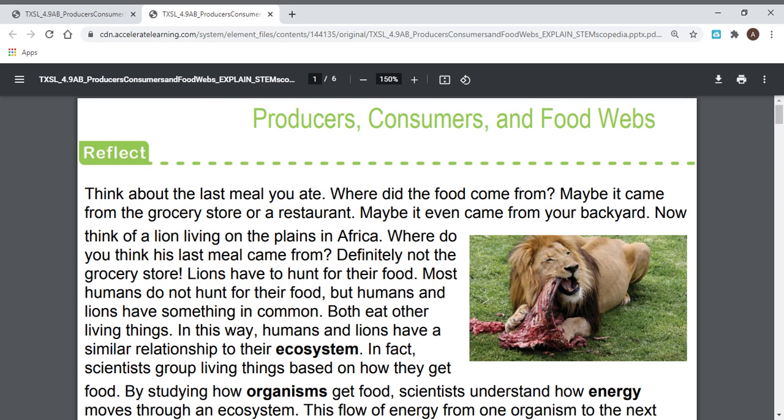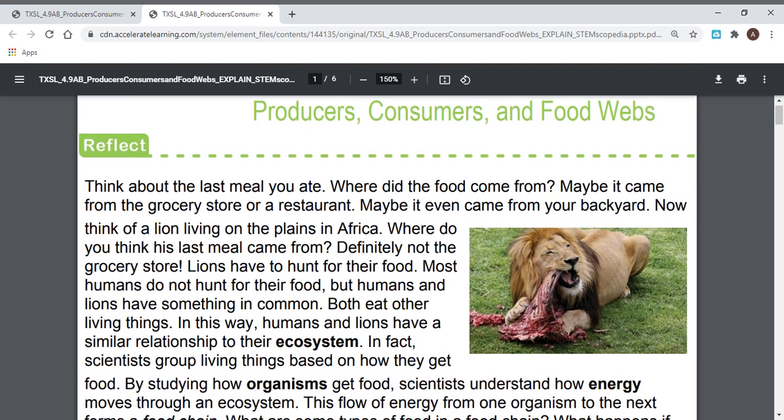Hi, all remote learners. So today we're going to be reading in our StemScopedia book. This is over producers, consumers, and food webs. So we're going to read our chapter for this unit, and then we are going to be going over our vocabulary. And then you will go into Teams and answer your forms based off of your vocabulary and what we have read throughout this unit. So let's go ahead and get started.